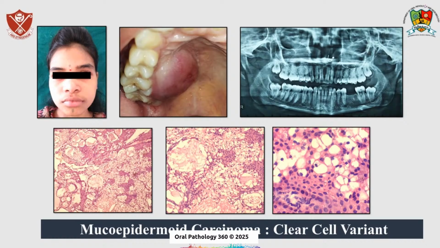The lesional area was excised, an incisional biopsy was done, and it showed epidermoid cells, mucous cells, and a lot of clear cells. Cystic and microcystic spaces were seen lined by the epidermoid cells and the mucous cells, and the clear cells were also seen in high number. So this was given as a clear cell variant of mucoepidermoid carcinoma.